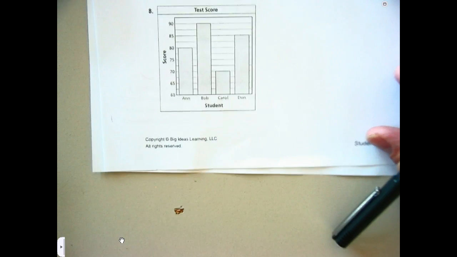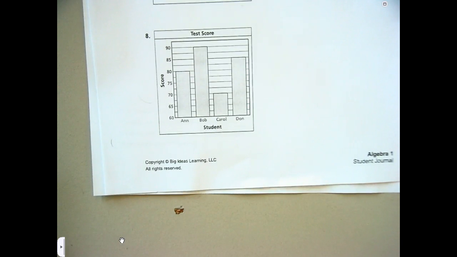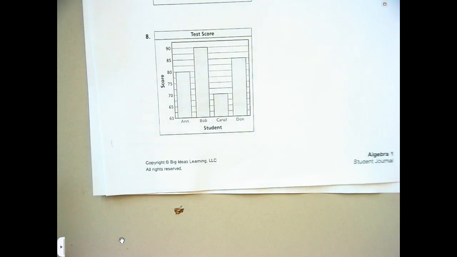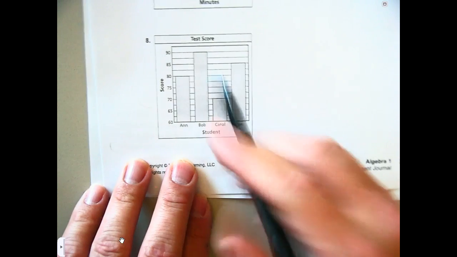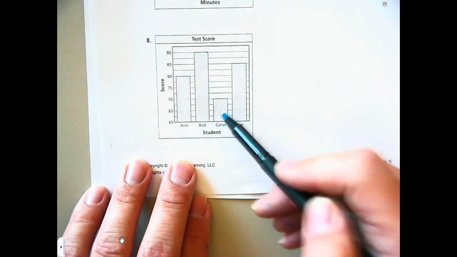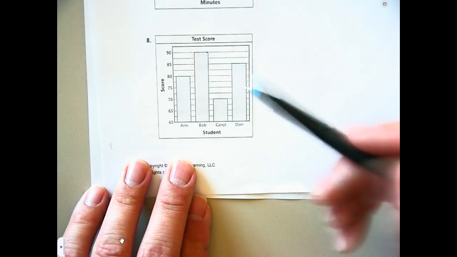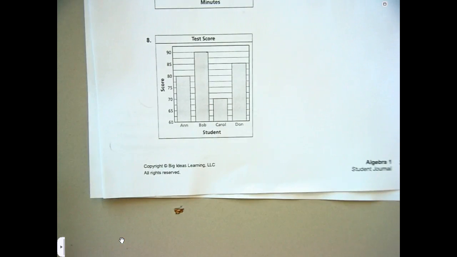Relax. Okay. What's wrong with number 8? Brian? It starts at 60 and not 0, meaning you're misleading with the bars, right? Carol has 70, whereas Bob has 90. It looks like Bob has over twice as much as Carol, which isn't true.